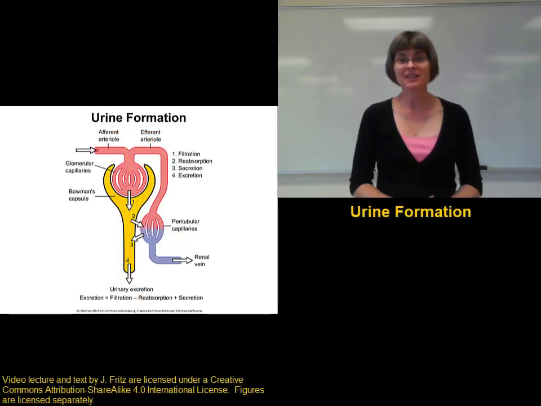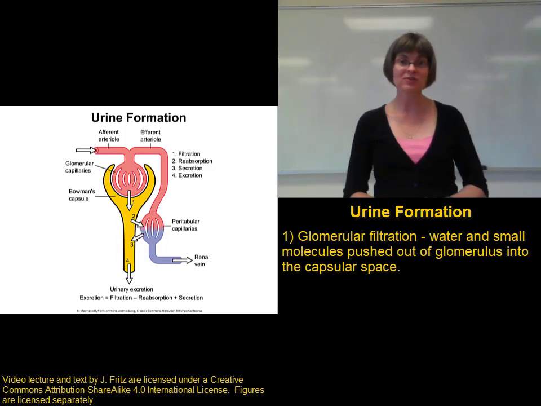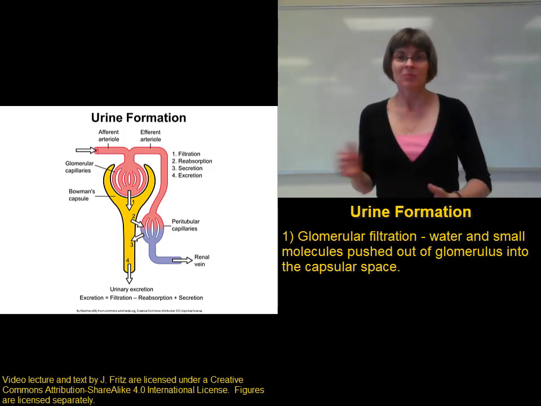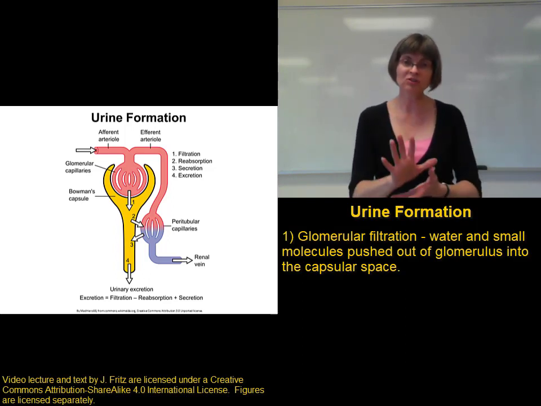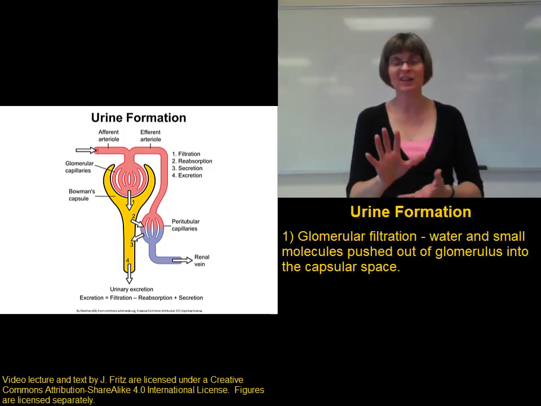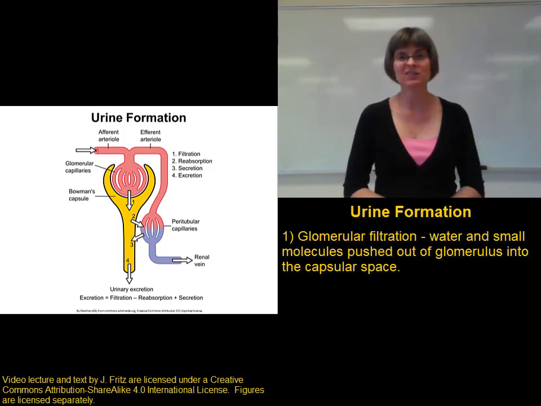There are three main steps for urine formation. The first part is glomerular filtration, which we've talked about already. Blood is brought into the glomerulus, and then the pressure in the glomerulus pushes water and small soluble molecules out of the blood and into the glomerular capsule, which leads into the renal tubule.